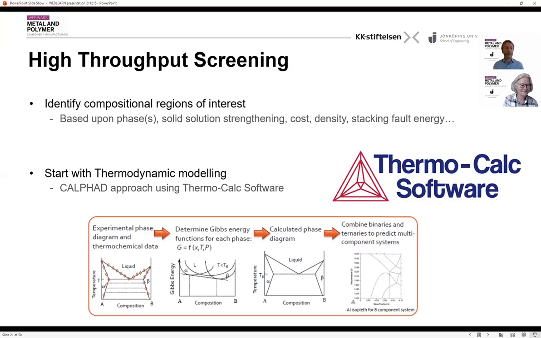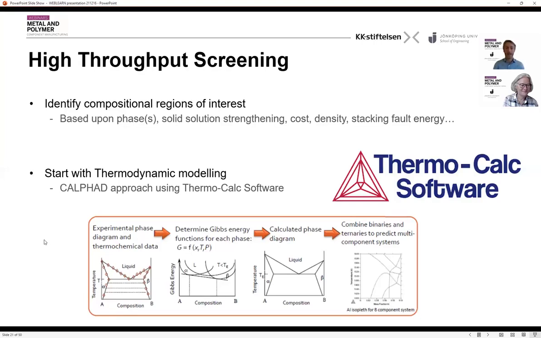And the way we do this is by using the CALPHAD approach, and we use this in collaboration with Thermo-Calc software. Thermo-Calc has been a long-time partner of ours at Jönköping University, and it really supported us with our high throughput screening processes. The way Thermo-Calc works, for those who may not know, is it's the calculation of phase diagrams, which is what CALPHAD stands for.